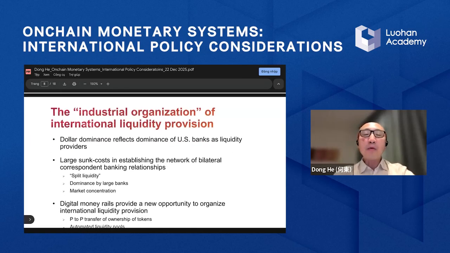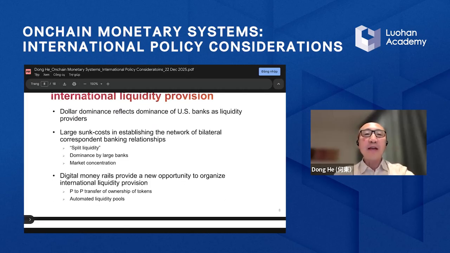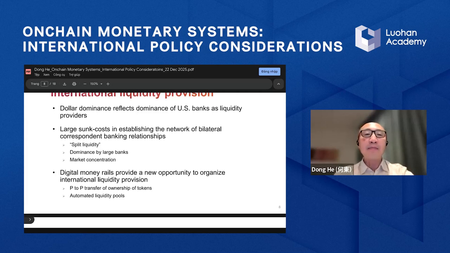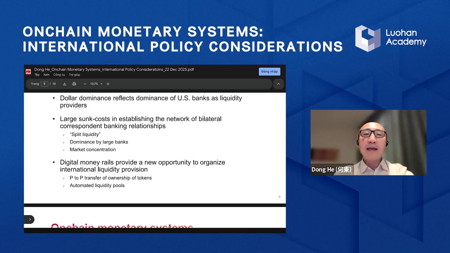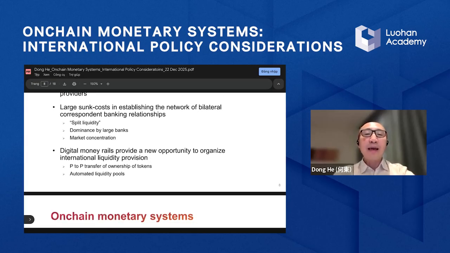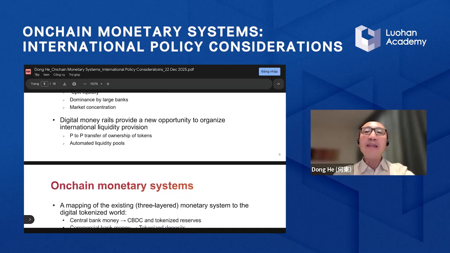Behind this, we need to think about the industrial organization of international liquidity provision. One simple observation is that the dollar dominance reflects dominance of the US banks as liquidity providers. Now, we may not know the causality here, in the sense that maybe the dominance itself reinforces these two functions. But we do know there are large sunk costs in establishing the network of bilateral correspondent banking relationships. That's why it's actually not working very well, because we have split liquidity. These are bilateral economic relationships. We see dominance of large banks. We have a lot of market concentration, and so in this market we have a lot of inefficiencies.